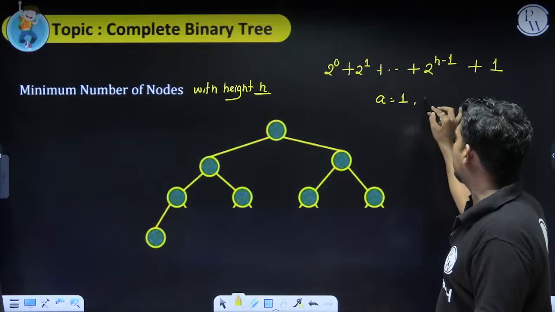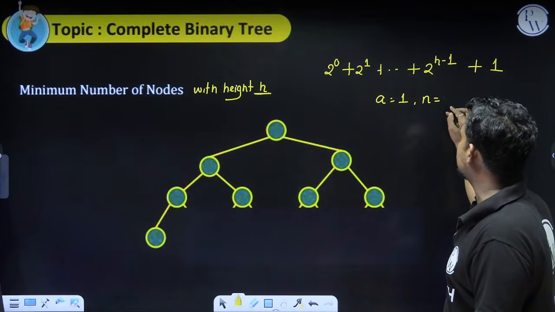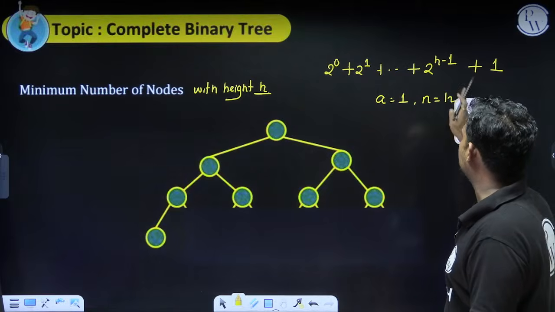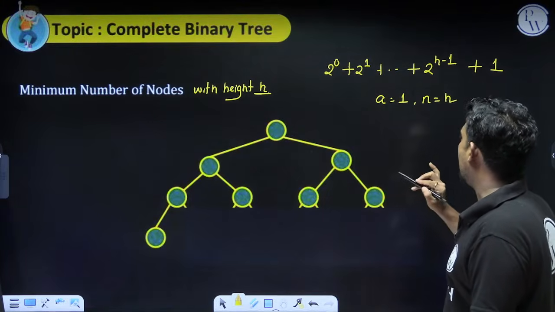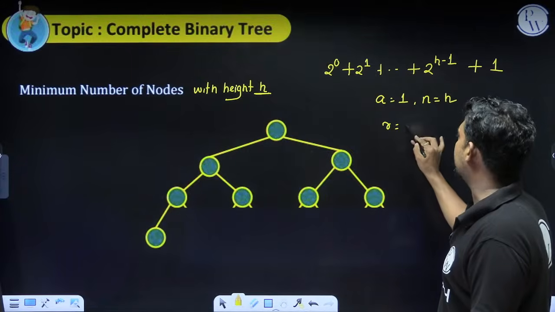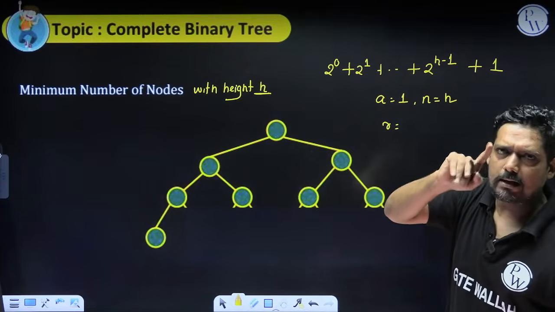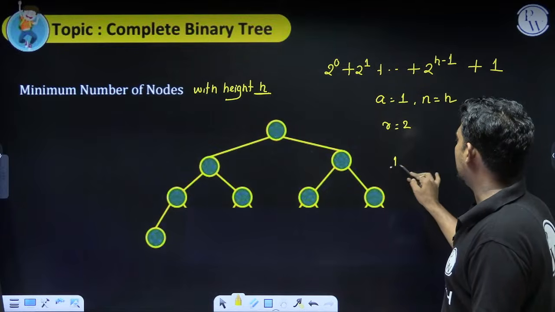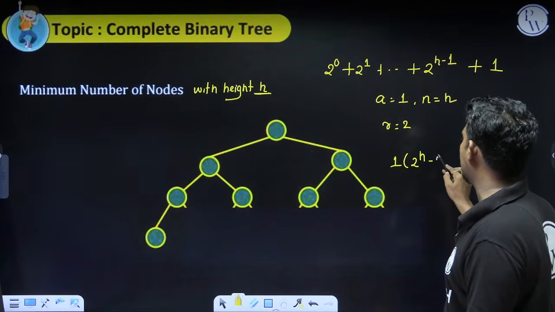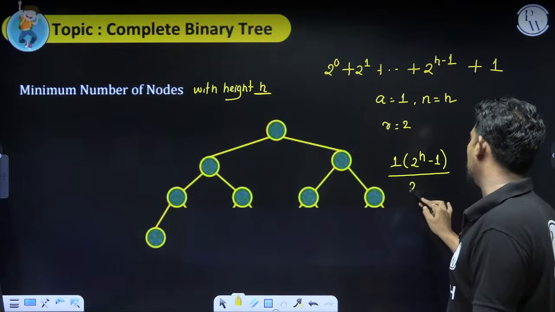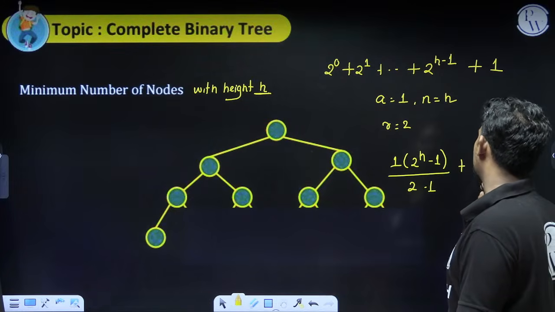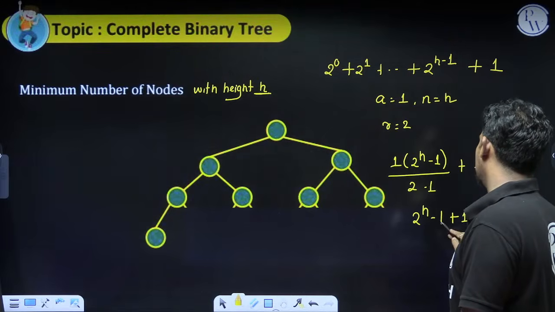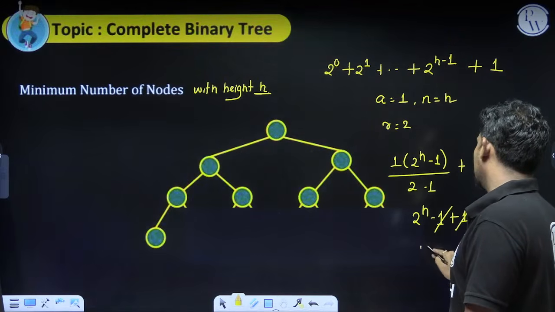So now my geometric progression has changed. A is 1, the number of terms in this case is 0 to h minus 1, so h terms, and the ratio is the same, 2. So it will be 1 times (2 to the power of h minus 1) divided by (2 minus 1), plus 1. So it will become 2 to the power h minus 1 plus 1, which is 2 to the power of h.